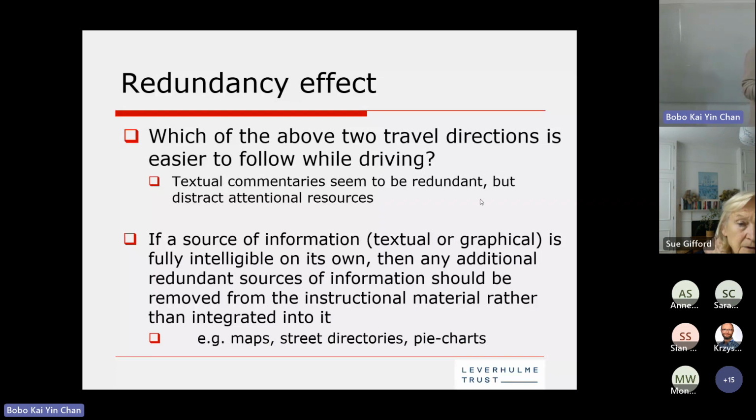Some street directories, some pie charts, for example, are self-explanatory, and still many people add commentary to them. They provide the pie charts with those clear segments indicating what the parameters are, and still a lot of text around talking about what is more or less and so on. And clearly this explanation is redundant because the pie chart is normally self-explanatory. There are many other examples of that redundancy. In instructional situations, it happens very frequently as well.